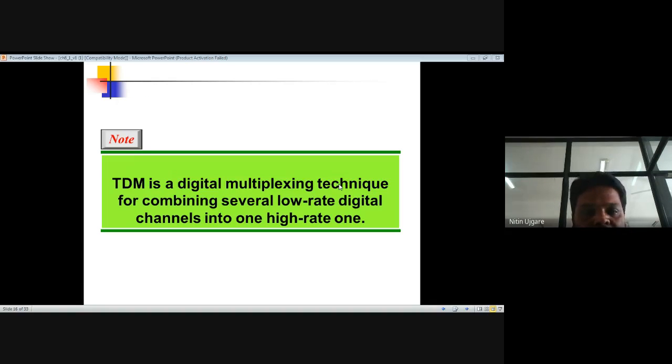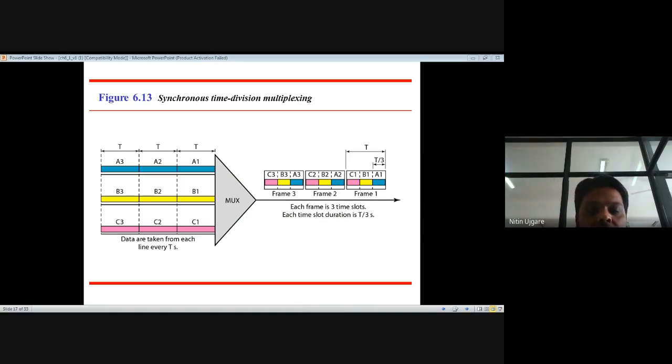So as I mentioned, TDM is a digital multiplexing technique for combining several low rate digital channels into a high rate one. So we can divide time division multiplexing into 2 different schemes. One is synchronous and the other is statistical. So in the beginning, I mentioned that time division multiplexing is further classified as synchronous time division multiplexing technique and statistical time division multiplexing technique.